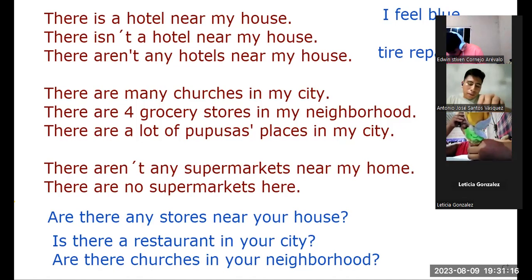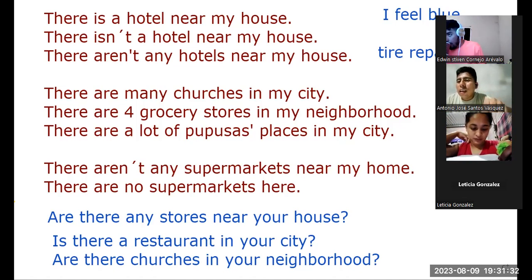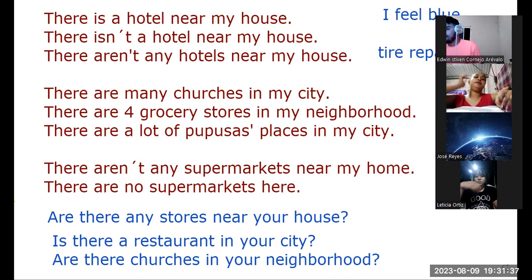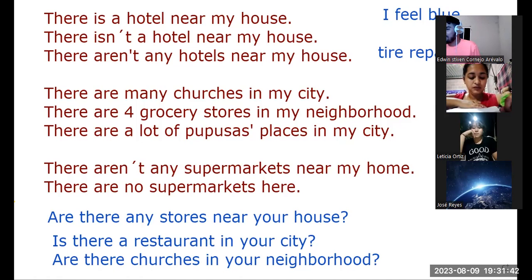Now in negative form. There is no cinema in my house. There is no cinema in my house, okay. There is no gas station in my neighborhood. I don't know how to say it. In my neighborhood. Neighborhood. Very good. Excellent. Thank you, Antonio. Catherine, go ahead.